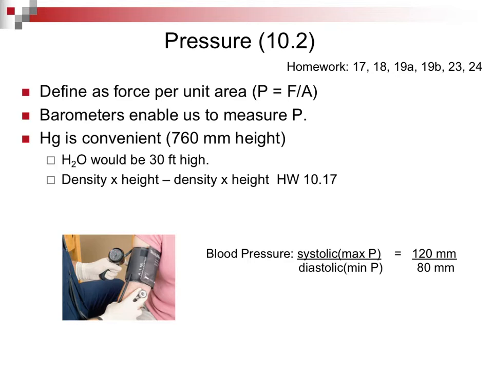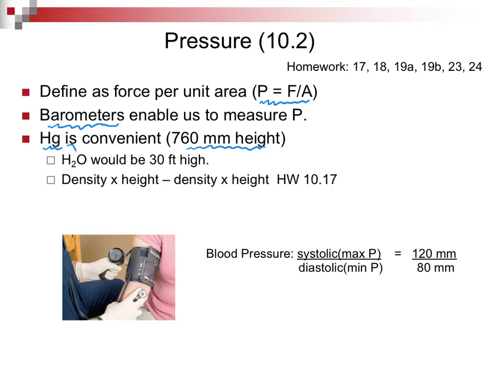Pressure. Pressure is defined, as it was in physics, as force per unit area, and we normally use a barometer to enable us to measure pressure. At one point, mercury was very convenient, but as you know, mercury has come out of favor. We're going to use it here, though, as we talk about this section. If we have mercury, it would be 760 millimeters. I'll talk about that in a moment.